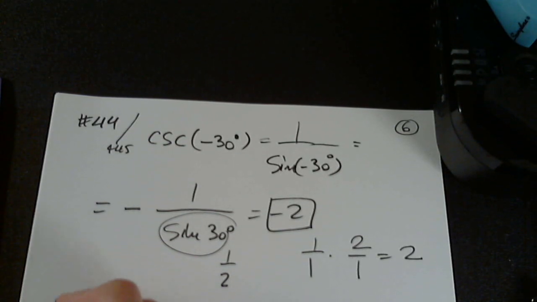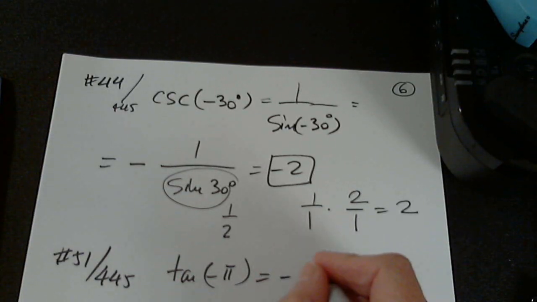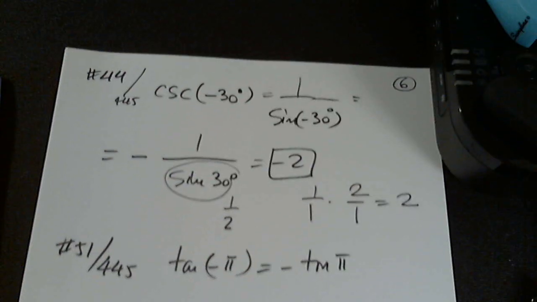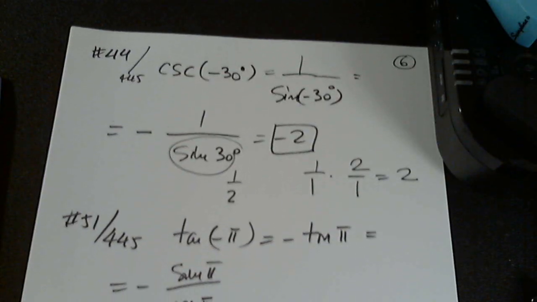So 51 on 445, and we have the tangent of negative pi. Perfect. First of all, tangent is an odd function. It has sine in it. If it has sine in it, it must be an odd function. No problem. Then I know that this is negative sine pi over cosine pi.